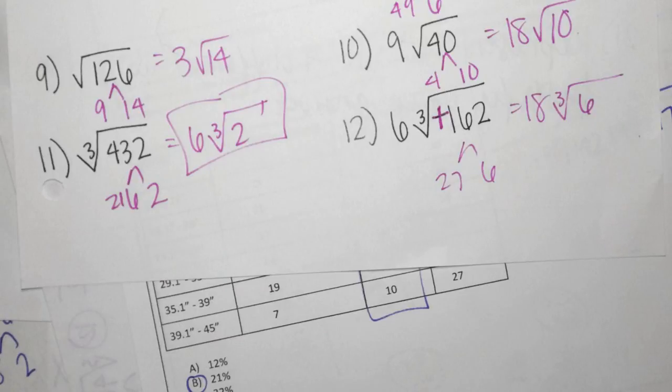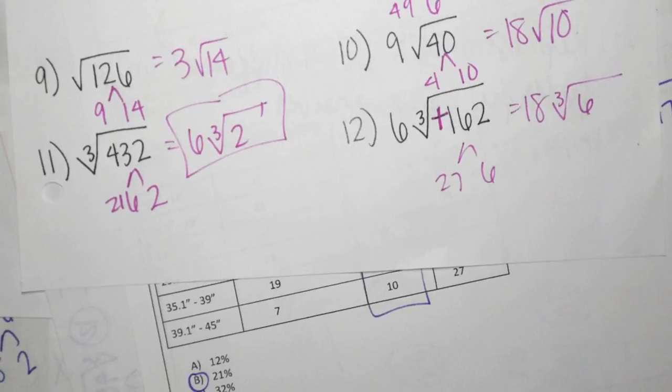How are we doing so far? Awesome. All right, total up your check marks. Write the number at the bottom. We're getting ready to do the back.